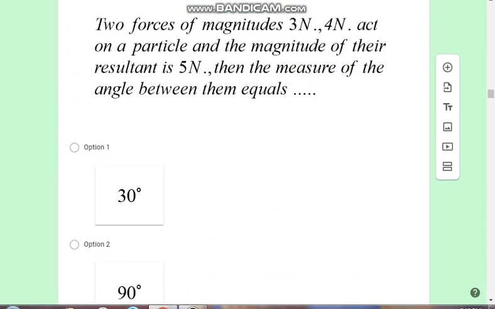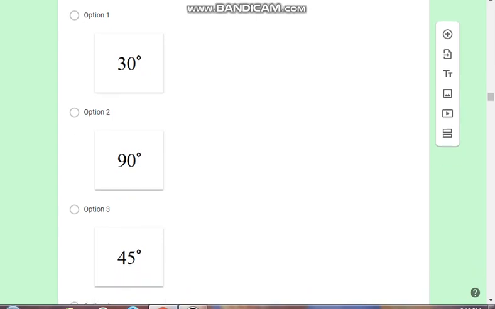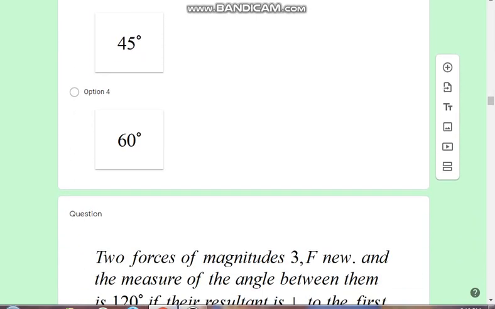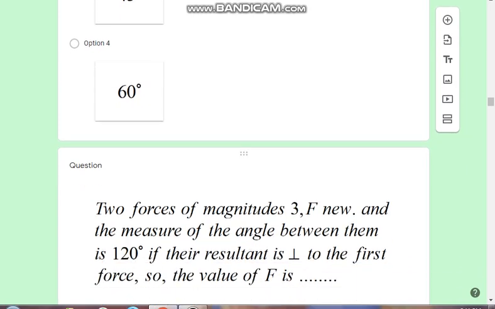The next: two forces of magnitudes 3 N and 4 N act on a particle, and the magnitude of their resultant is 5 Newton. Then the measure of the angle between them equals 30 degrees, or 90 degrees, or 45 degrees, or 60 degrees.